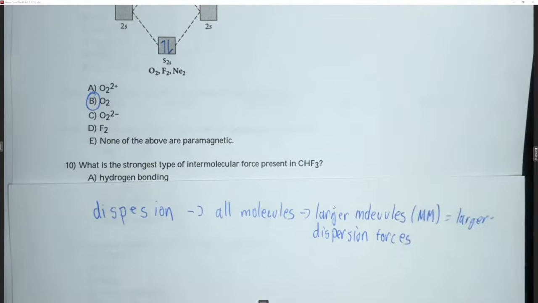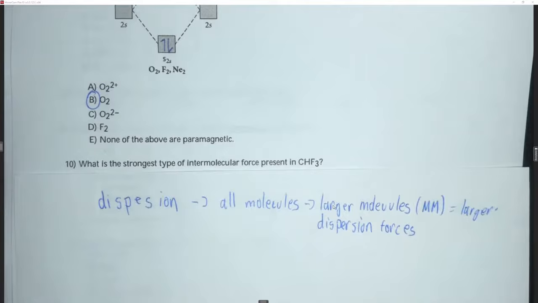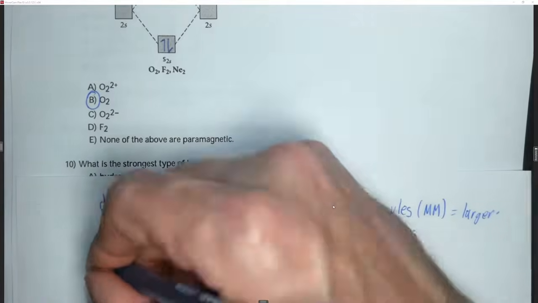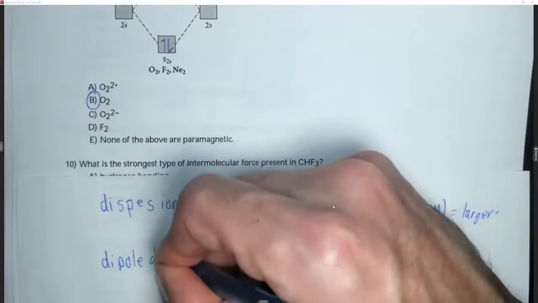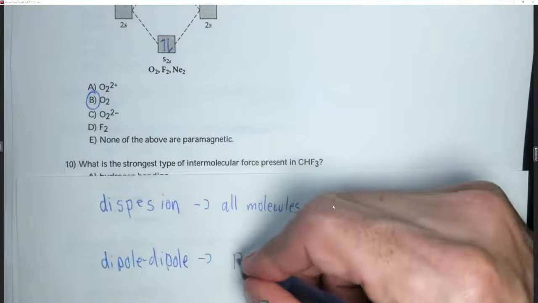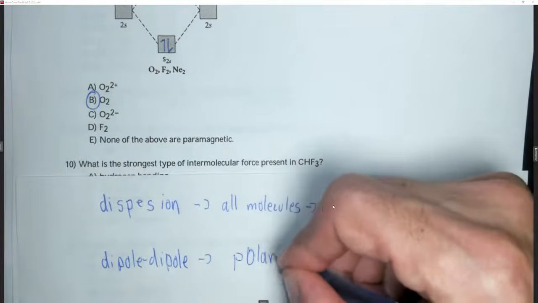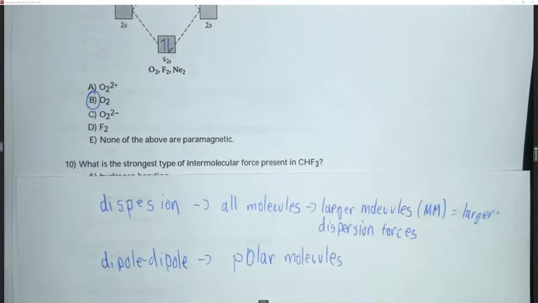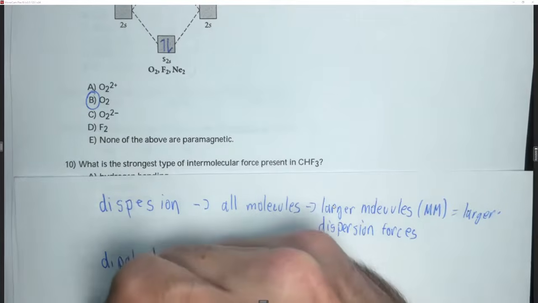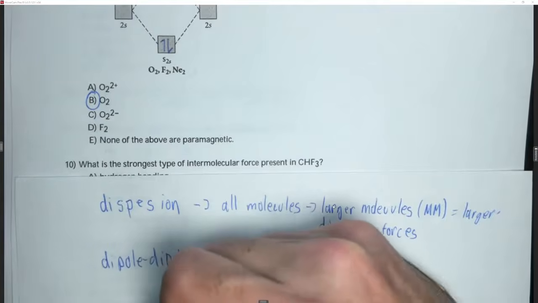The next type of intermolecular force, which is stronger than the dispersion force, is dipole forces. And this is for polar molecules. We don't talk about it a lot in this course, but molecules can be more or less polar. But polar molecules have these dipole forces. And then finally, we have H bonding.